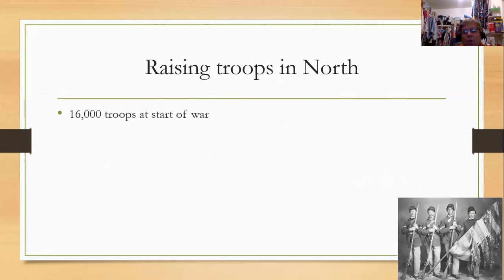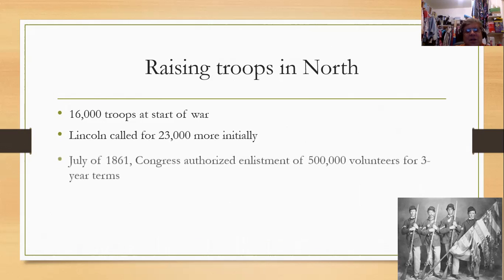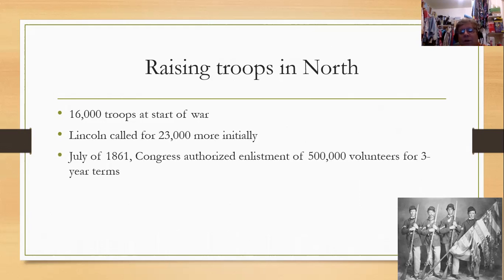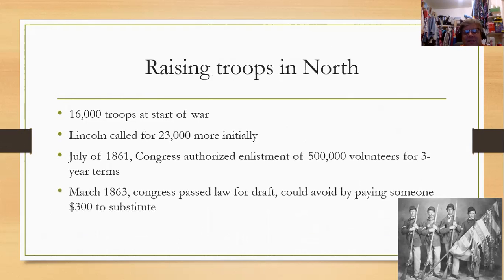At the beginning of the war, the North has 16,000 troops. Now, the United States had more troops, but some of them are now loyal to the Confederacy. Lincoln calls for 23,000 more initially. Neither of those are going to be sufficient. And in July of 1861, Congress allows for 500,000 volunteers for 3-year terms. That doesn't get enough people. And in March of 1863, there's a law for the draft. In other words, you're going to be forced into the war.